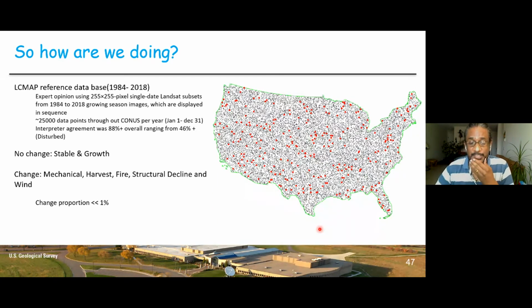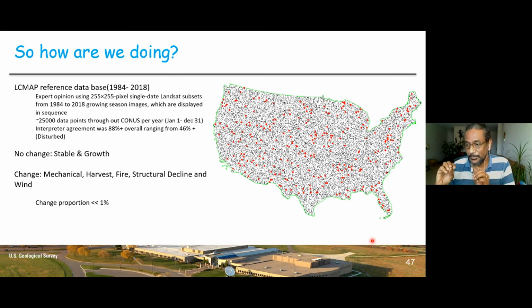The relative change proportion is much less than 1%. If you recall from previous experience with LANDFIRE, the changes are almost 1% of the total landscape every year, and at least in this reference data, our proportions are slightly less. On the right-hand side, we're showing the entire 25,000 points across the United States, including the red dots and the black dots. The black dots are the places where changes did not happen between 2015 and 2016. The red dots are the changes that happened between 2015 and 2016.